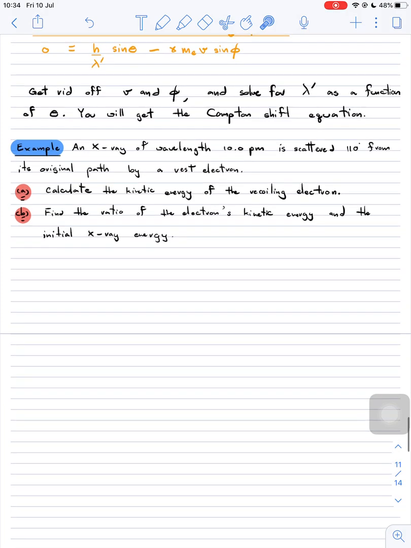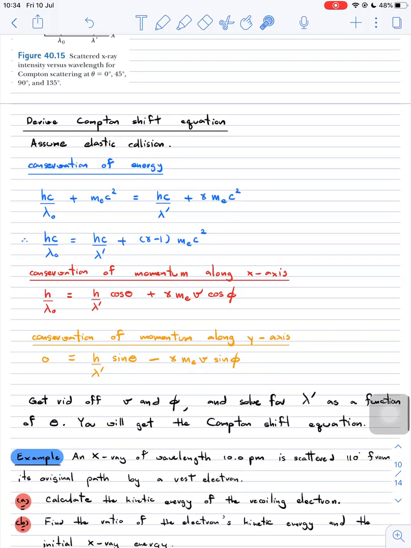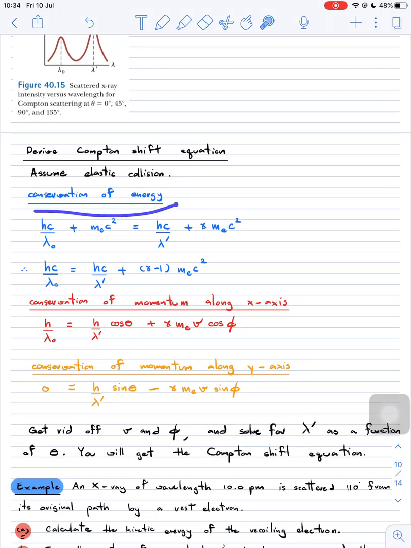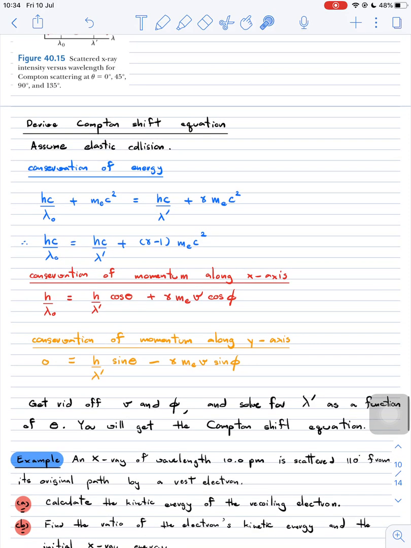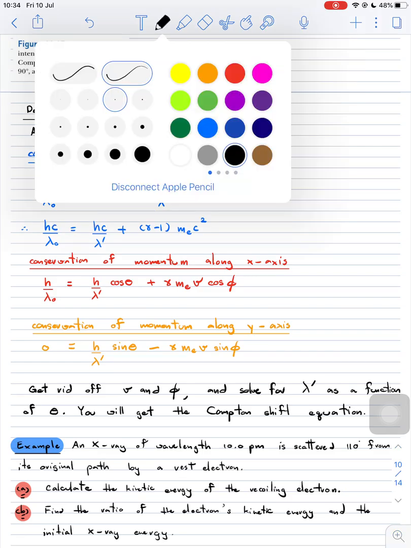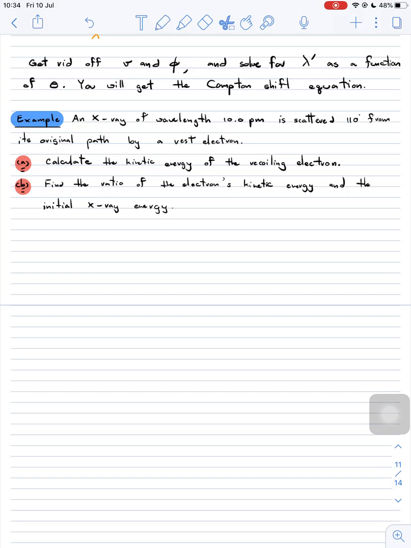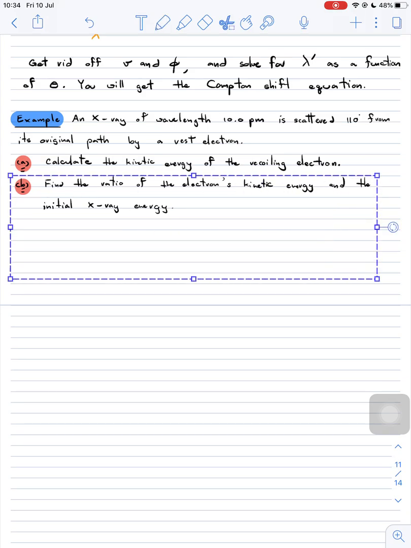For part A, calculate the kinetic energy of the recoiling electron. So we just want to find the kinetic energy, and we need to look at the conservation of energy here. Okay, let's look at this one. Sorry, let me move this.